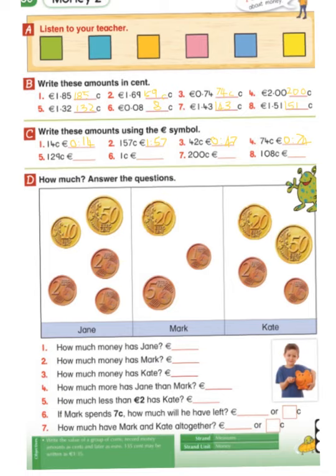So how much is Jane? Starting with 50: 50 plus 10 plus 2 plus 2 plus 1. How much is Mark? 20 plus 5 plus 1. How much is Kate? 50 plus 20 plus 2 plus 1. How much less than Kate? These are just a little bit of takeaway. If Mark spends 7 cent, how much will he have left? Have a little look through those yourself.